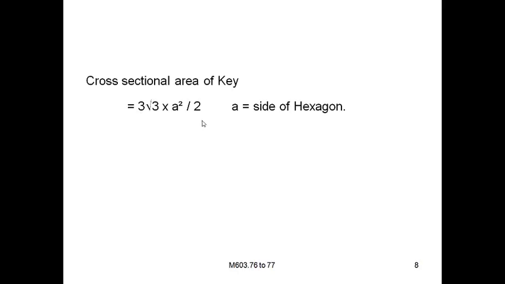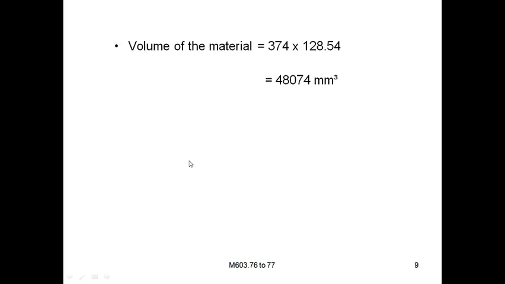To calculate the area of the cross section, you have a standard formula: 3 root 3 into a square whole by 2 will give you the cross sectional area of the key, where a is the side of the hexagon. Now you see here, 12 will be the side of the hexagon. So now the total cross sectional area is 374 cubic millimeters.